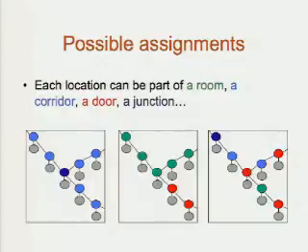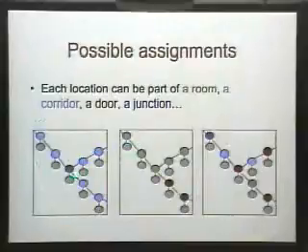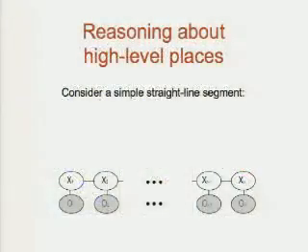So for this example, each location can be a room, a corridor, a door, or a junction. These are different colors representing them. When you have a little fragment of the graph like that, you can assign values in different ways. For example, this makes sense: two corridors that meet at a junction. Here you have a room with a door going out of it. This makes sense too, like a little piece cut out. And here you have a complete mess that doesn't make any sense. It's a door in the middle and stuff.